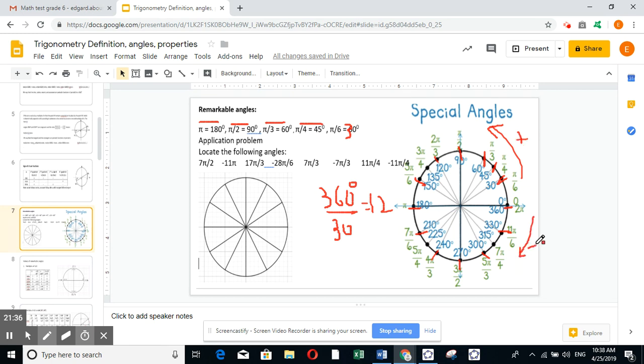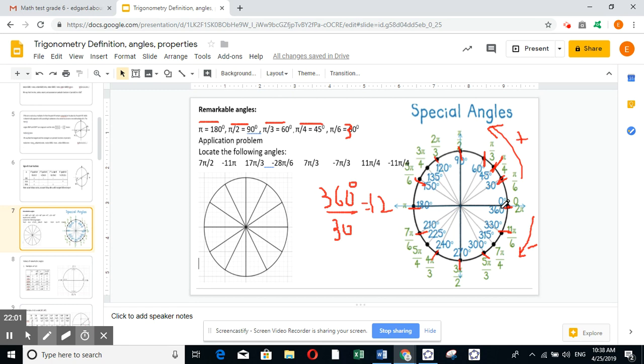Pi over 4 is the middle. How many pi over 4 do we have in a circle? In each quadrant we have two 45s, so we have 8. This is the middle: 45 plus 45, 90, plus 45, 135, plus 45, 180, plus 45, 225, plus 45, 270, plus 45, 315, plus 45 is 360.